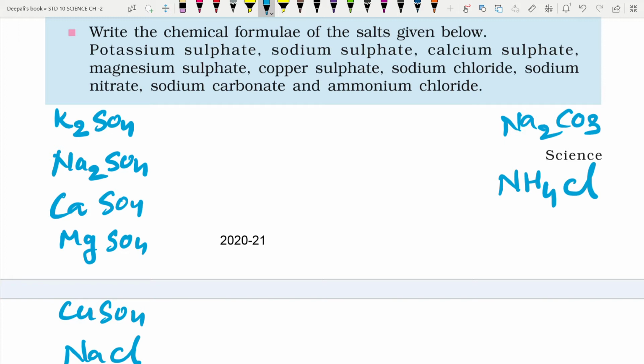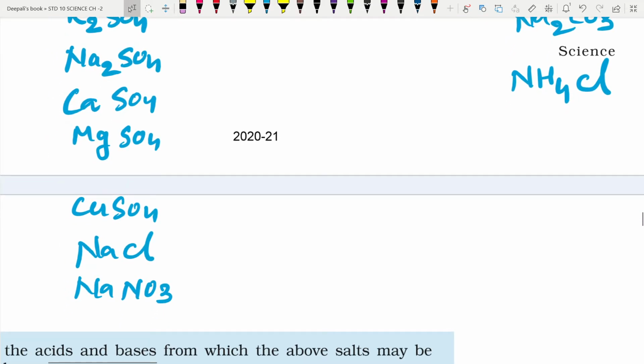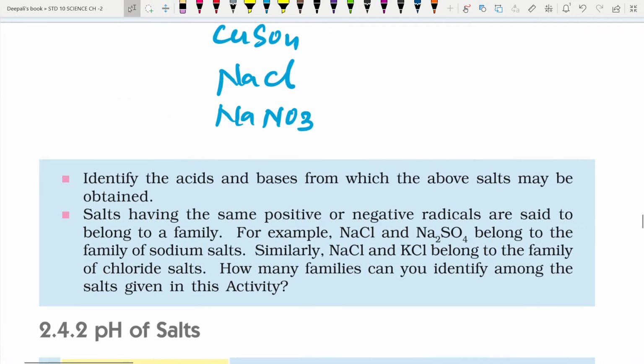These are all salts, and salts having the same positive or negative radical are said to be a family of salts. Examples: NaCl, Na2SO4 and Na2CO3 are a family of sodium salts. In the same way, NaCl, KCl, NH4Cl etc. are a family of chloride salts. Family of salt means salts possessing the same positive or negative radical. Sodium salts: NaCl, Na2SO4; chloride salts: NaCl, KCl; magnesium salts: MgCl2, MgSO4. So these are different salts which we come across.